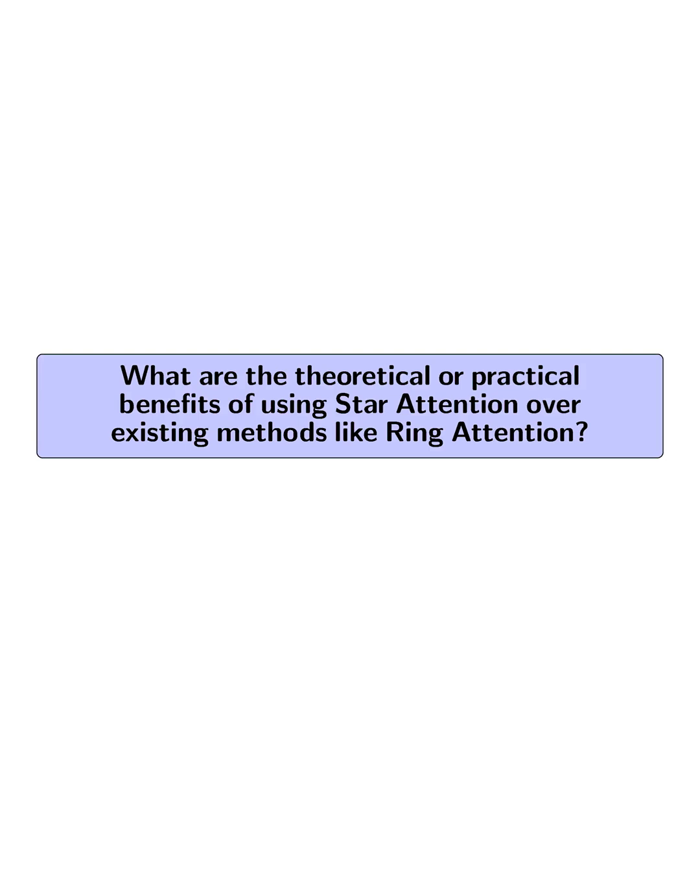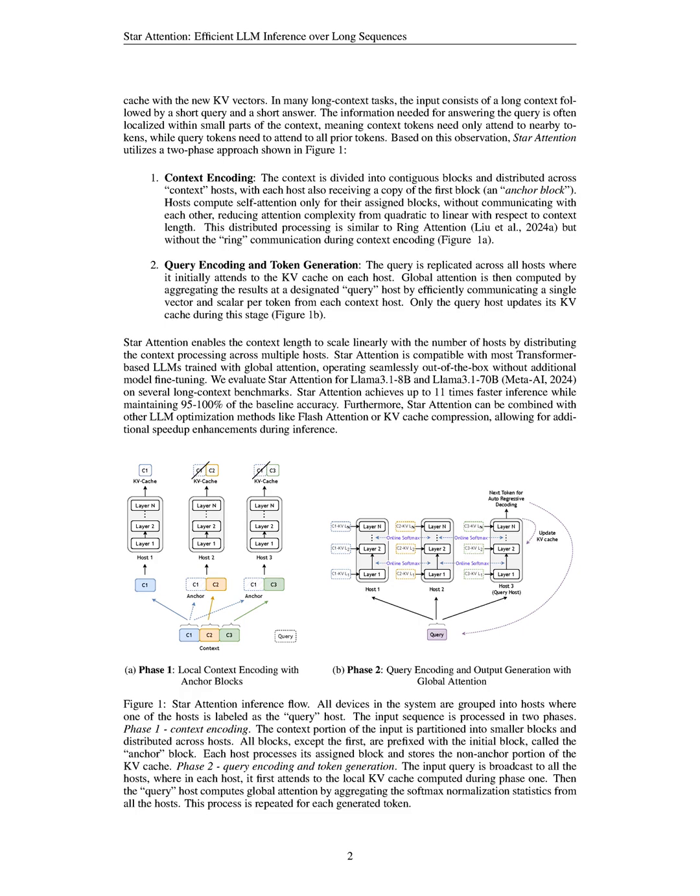What are the theoretical or practical benefits of using star attention over existing methods like ring attention? Star attention offers significant theoretical and practical benefits over existing methods like ring attention, primarily through its two-phase approach that enhances computational efficiency. In the context encoding phase, star attention reduces attention complexity from quadratic to linear by processing context in contiguous blocks without inter-host communication, unlike ring attention, which requires a ring communication pattern.